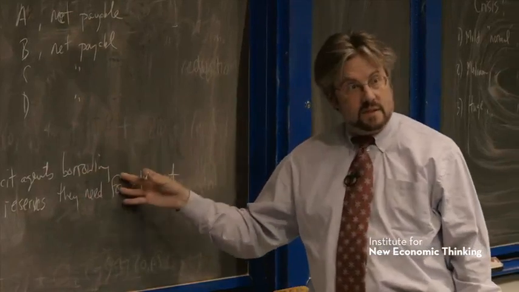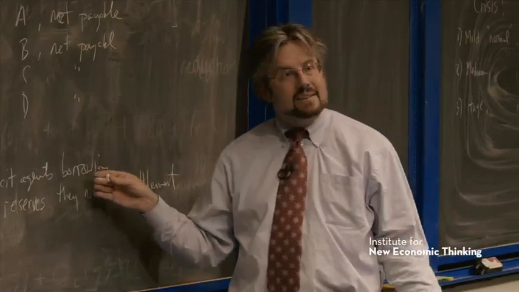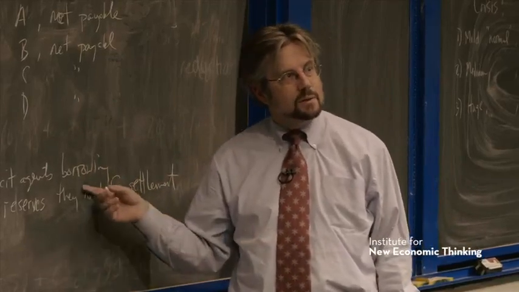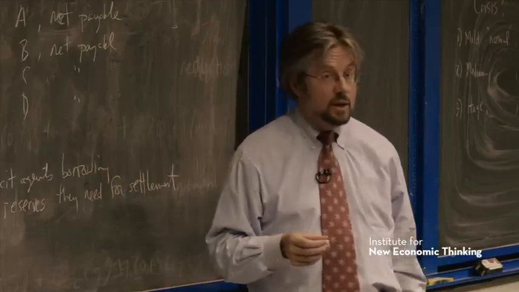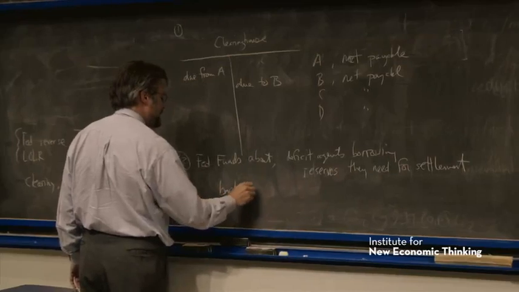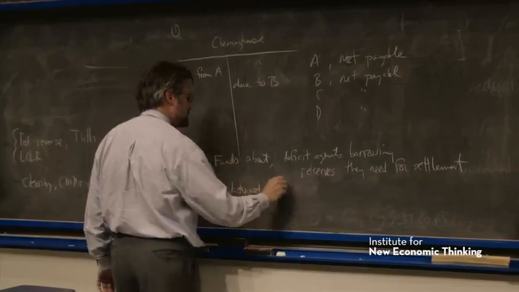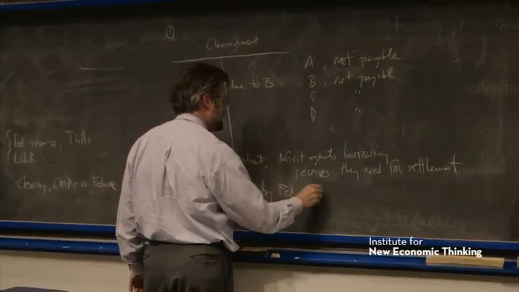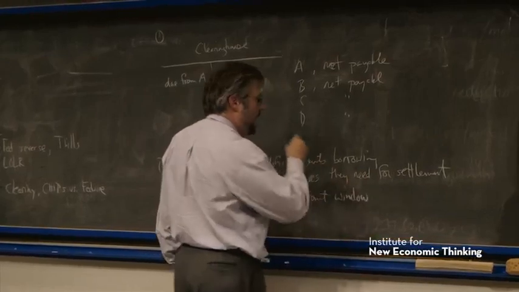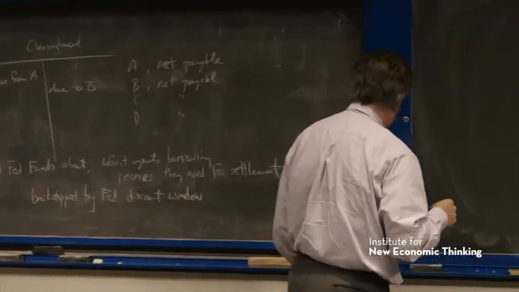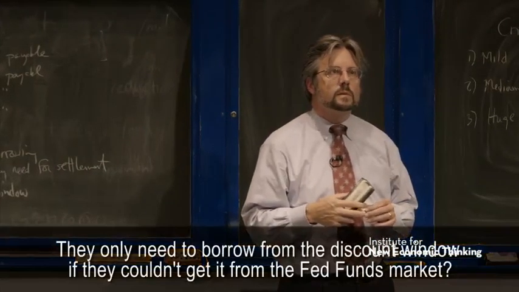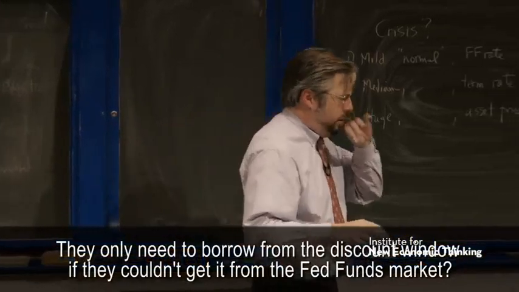The point about Fed funds, though, is that if you cannot find a counterparty, ultimately the Fed will be your counterparty. The Fed is willing to lend you money so that you can clear at the end of the day through the discount window. So this is backstopped by the discount window. That's only if they can't get the money in the Fed funds market. I'm sorry? They'd only have to borrow at the discount window if they couldn't get it in the Fed funds.